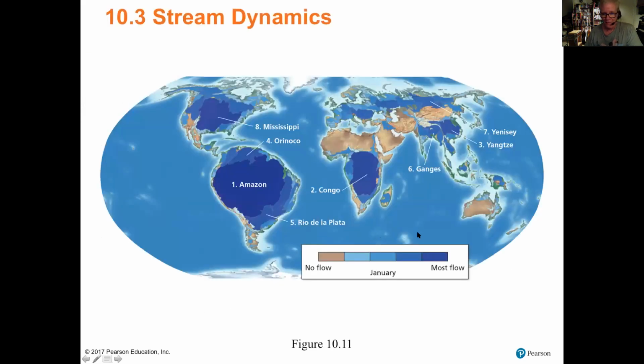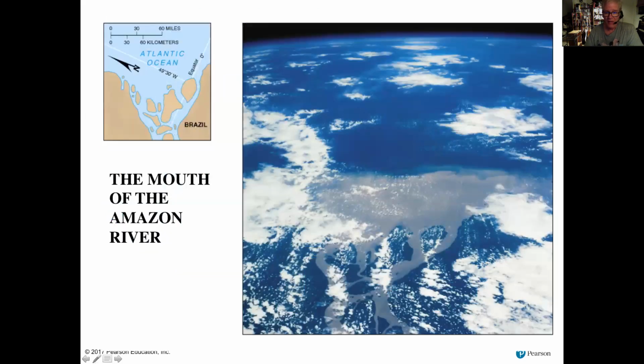And that just kind of shows the most flow, again, this is looking at January. So there's the Amazon, there's the Mississippi, here's the Congo, which is number 2, and then the Yangtze, which is number 3. So this gives you some idea where they are and the amount of the most flow, which is generally in January. So there's the mouth of the Amazon.